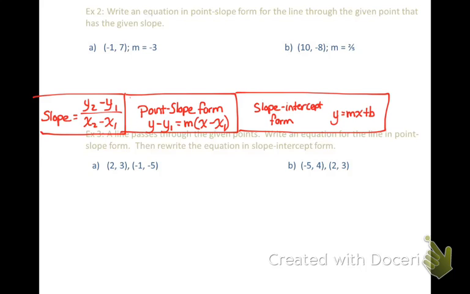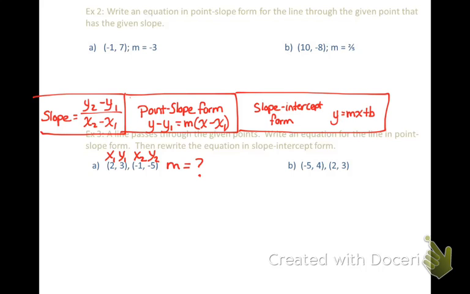So as you look on example 3, it says a line passes through the given points. Write an equation for the line in point-slope form, then rewrite the equation in slope-intercept form. So to be able to do point-slope form, we need to find out what the slope is, because we have points but we do not have a slope yet. So that's a question mark. So here is x1 and y1, x2 and y2. So we're going to do the math for it.